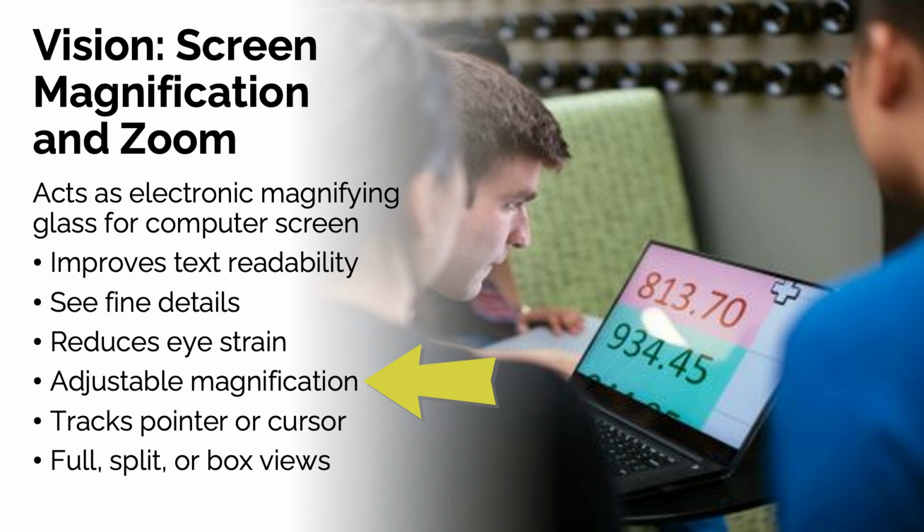These features can assist with tracking the mouse pointer or cursor on the screen by enlarging them. There are different view options such as full screen magnification, a split view where half the screen is magnified and the other half is not, or a box view or a handheld magnifier view, which is very similar to holding a magnifying glass over the screen and moving it around. Box view lets you see the full screen and move a small magnifying window around to enlarge a small portion.